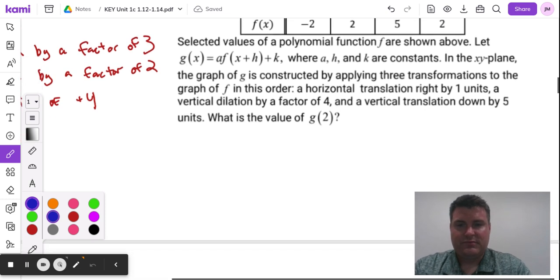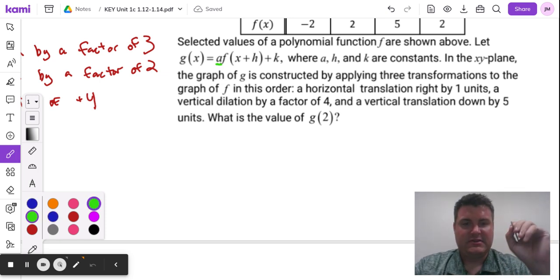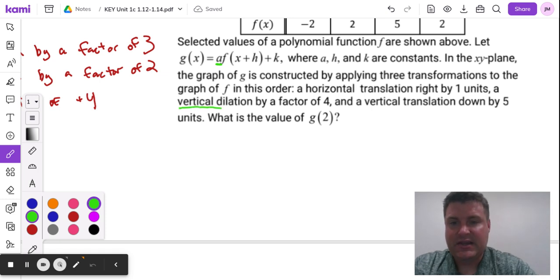Okay, so really, if I'm looking at this, I need to find what a is, what h is, and what k is by reading this, all vocab. So just by reading this, look at a. Which one of these statements represents a? I mentioned it was going to be a dilation. So this is going to represent a. So a is equal to 4.